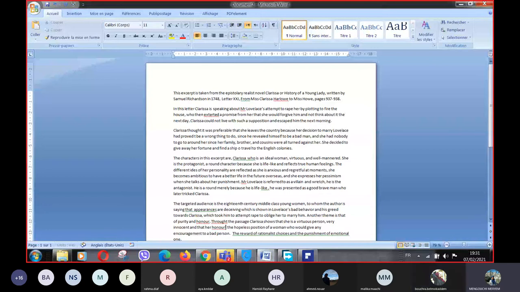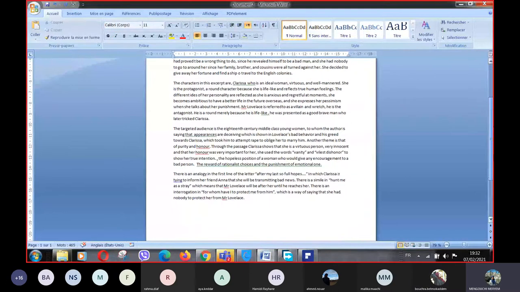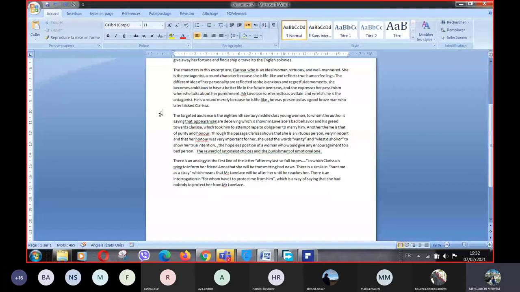Okay, let me fix this. She used the words vanity and vilest dishonor in inverted commas, because these were the words that she used throughout the text. Next, themes. The hopeless position of a woman who would give any encouragement to a bad person.